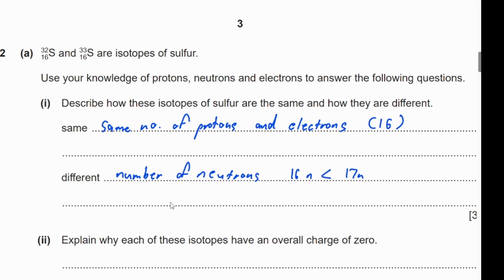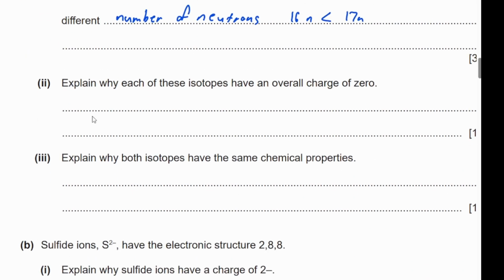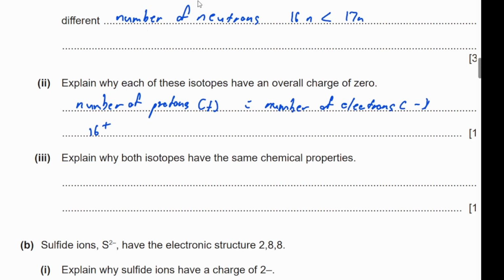So that's the difference. Explain why each of these isotopes have an overall charge of 0. It is because the number of protons, which carry a positive charge, is equal to the number of electrons, which carry a negative charge. So in the case of the first isotope, if you have 16 protons, which is 16 plus charges, and you add it with the number of electrons with the 16 minus charges, you get a net charge of 0, right?